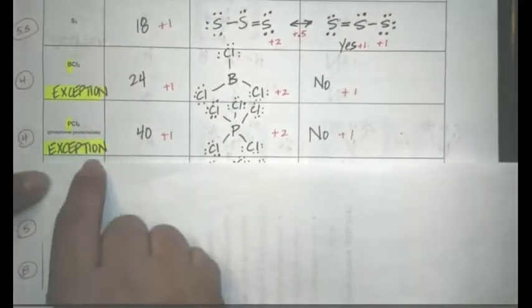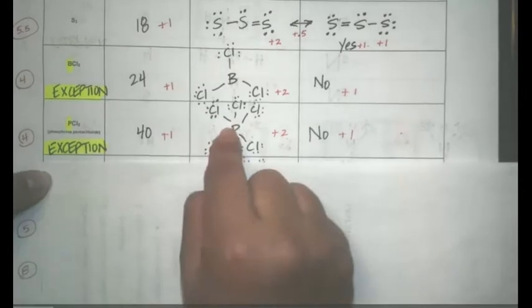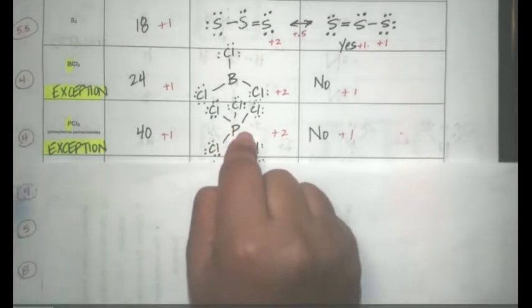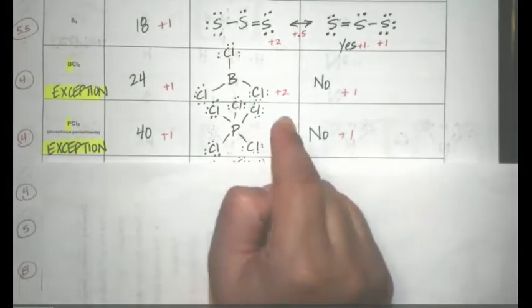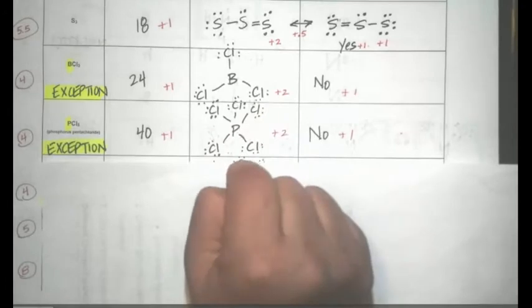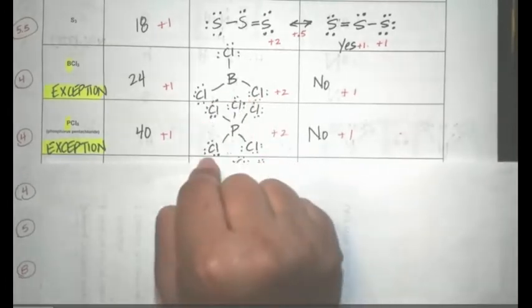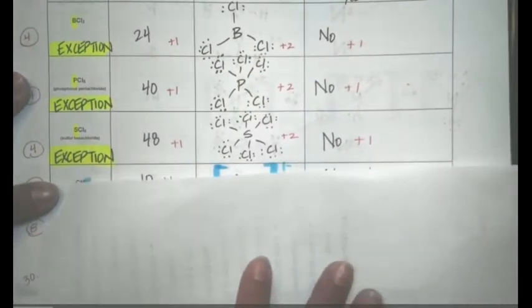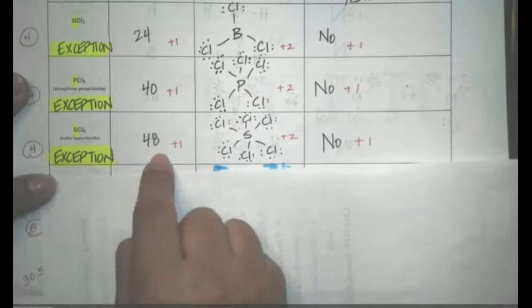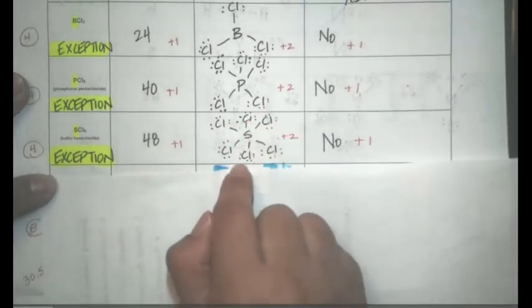PCl5 is an exception, 40 available. Remember, phosphorus can hold more than 8 electrons because it's in the 3rd energy level, and it can put some in the d sublevel, 3d. So you have 5 Cl's attached. All of them have 3 lone pairs, no resonance. This one here, another expanded octet exception, 48. You put all 6 Cl's onto the S.